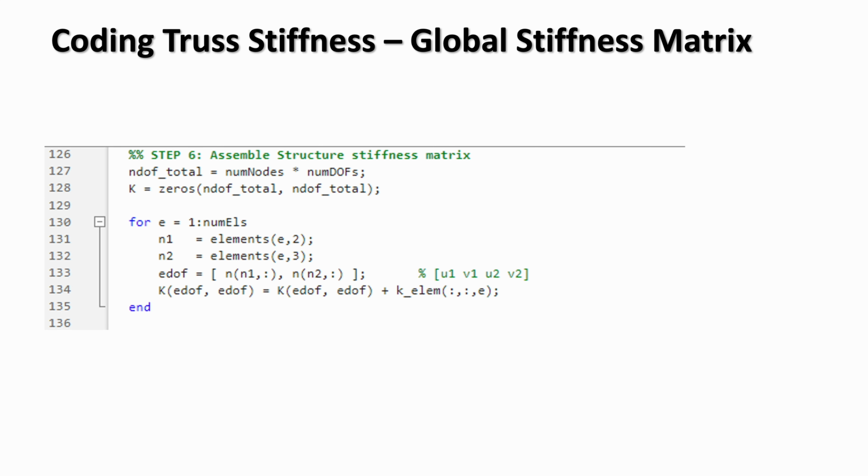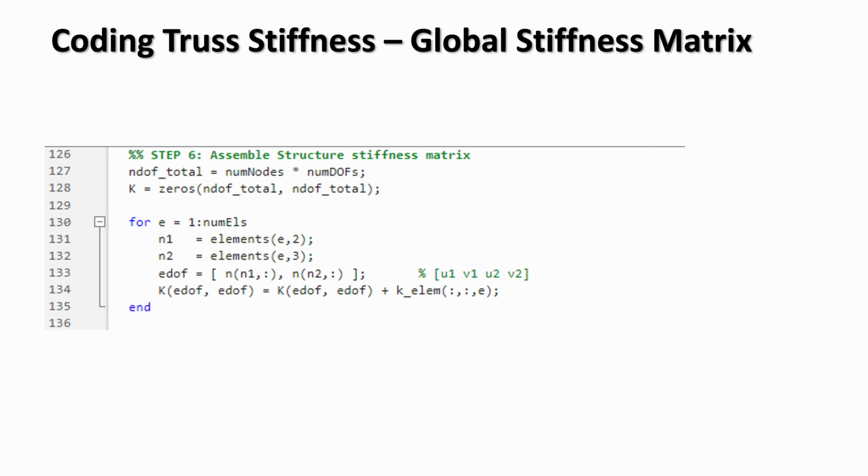The global stiffness matrix represents the behavior of the entire structure and is built by combining the contributions of all the individual elements. We begin by initializing the global stiffness matrix K as a zero matrix of size equal to the total number of degrees of freedom. Then, for each element, we identify the global degrees of freedom associated with its start and end nodes using the degree of freedom mapping matrix N that we defined earlier. For a truss element, that gives us 4 degrees of freedom, U1, V1, U2, V2. The element stiffness matrix, which is now a 4 by 4 matrix in global coordinates, is then added into the corresponding locations of the global stiffness matrix.